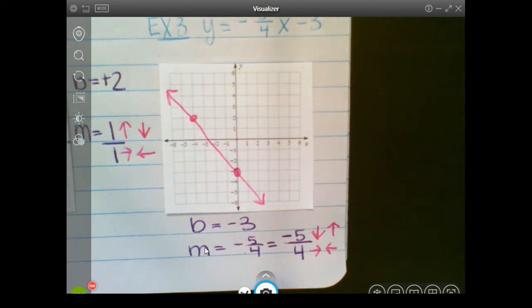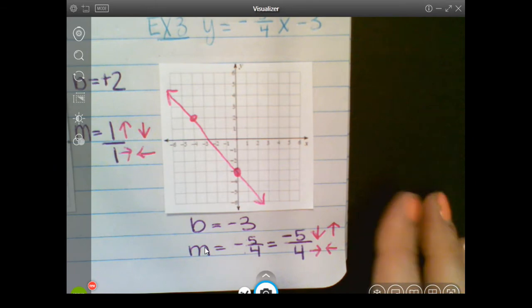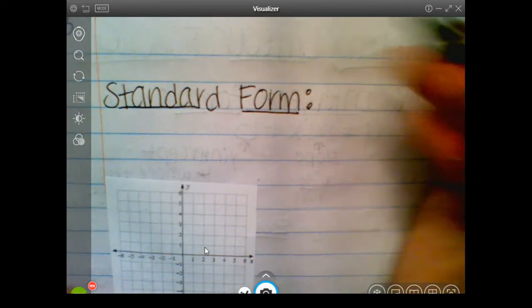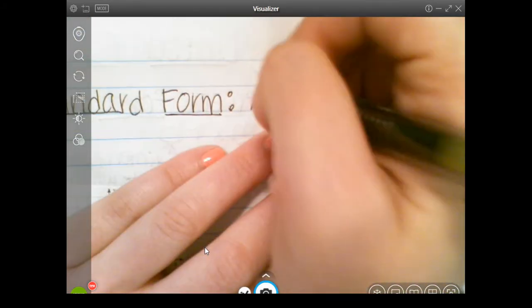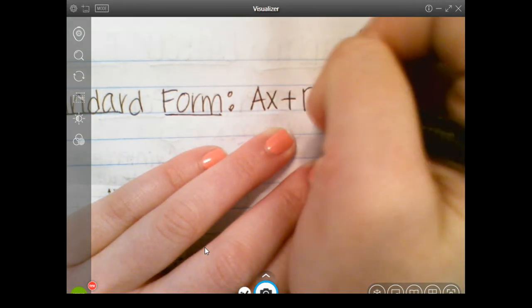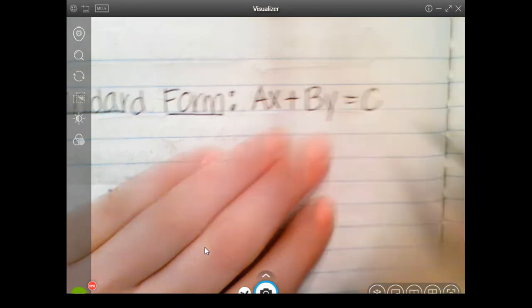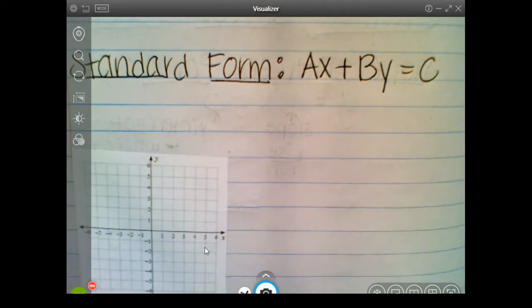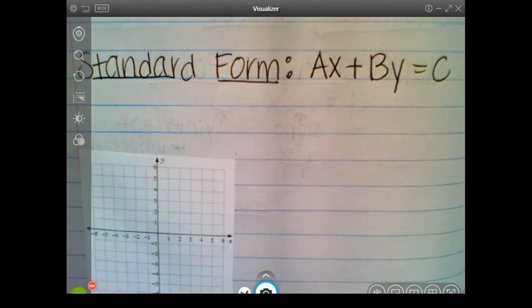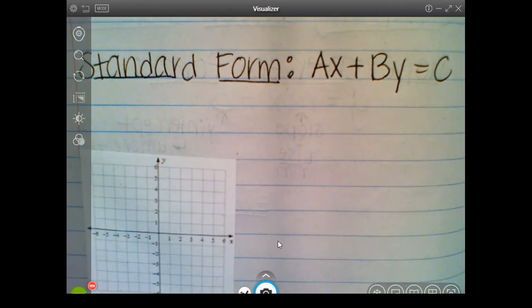Okay. The only other formula that we're going to look at today is standard form. Now, some of you will remember standard form from the past. Standard form looks like this. Ax plus By equals C. And we can't graph in standard form unless we have it in slope-intercept form. So that's what we're going to make sure that we do.